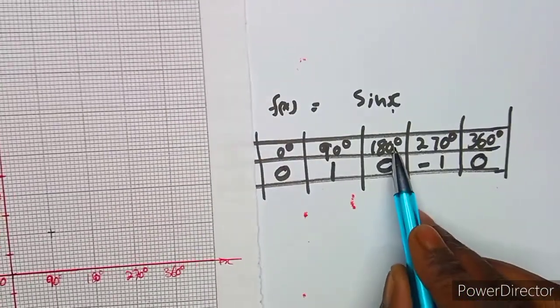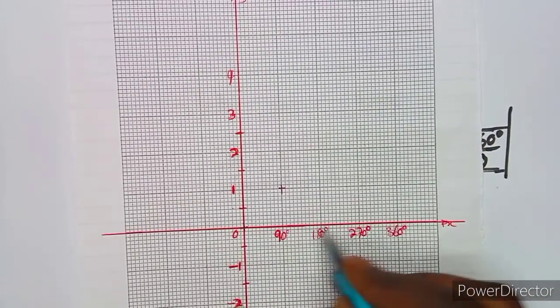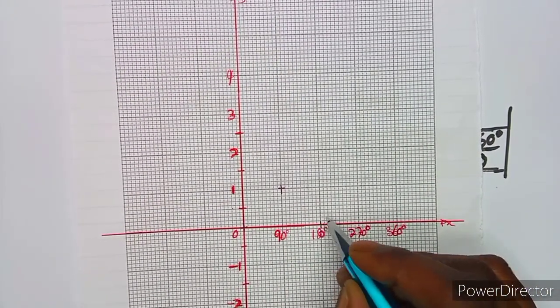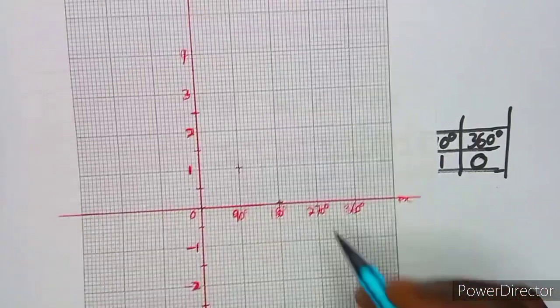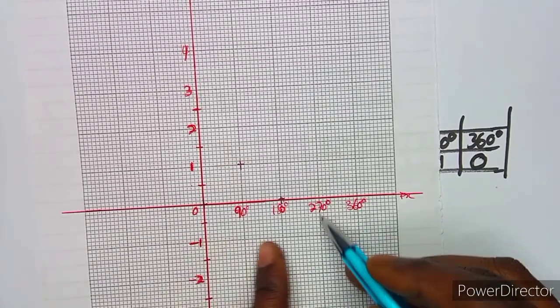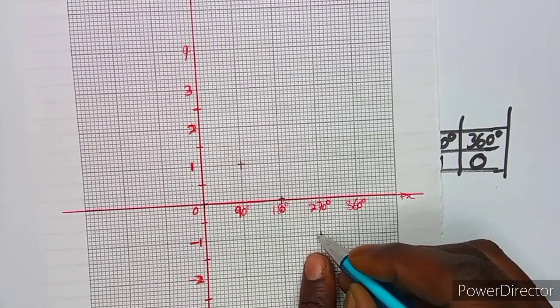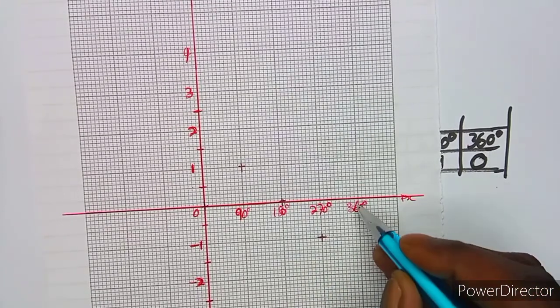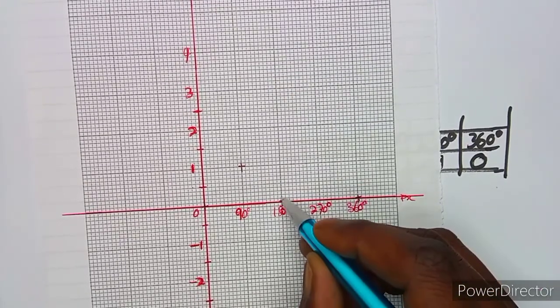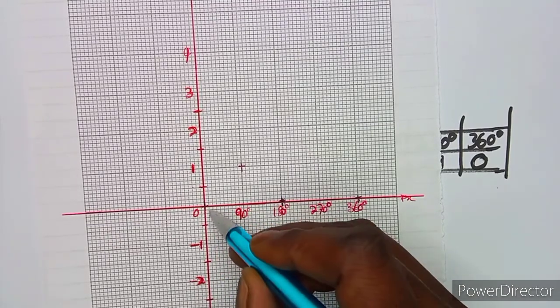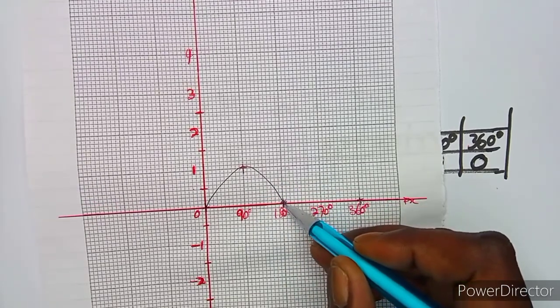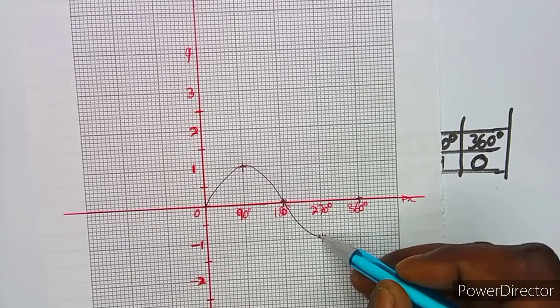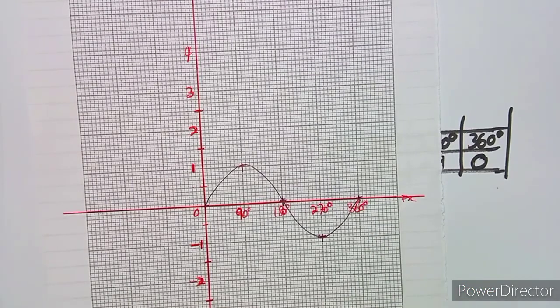All right, then it's 180 versus 0. You mark it direct at 180 there. Then 270 versus minus 1, so it's 270 and minus 1, where these two meet, you mark a point. 360 versus 0, which is here. So these are the points that you are going to join. So you just make sure that you draw a smooth curve. Yeah, so that's what I'm going to have here.